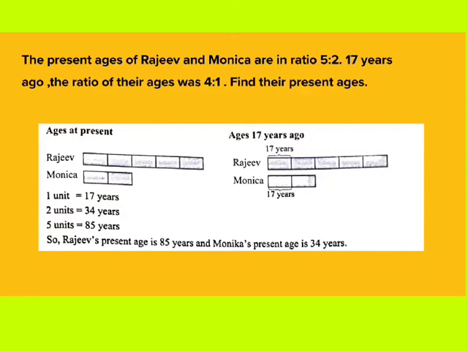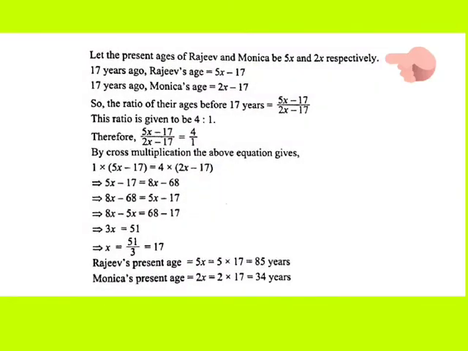So for finding their present ages, let us suppose that the present age of Rajiv is 5x and of Monica 2x. And 17 years ago, their ages will be 5x minus 17 and Monica's is 2x minus 17, which is in the ratio 4:1. So 5x minus 17 upon 2x minus 17 is equal to 4/1 and after cross multiplication we are getting 3x is equal to 51. Now transposing 3 to the right side, we have x is equal to 17. So Rajiv's present age is 5 into 17, 85 years, and Monica's age is 34 years.